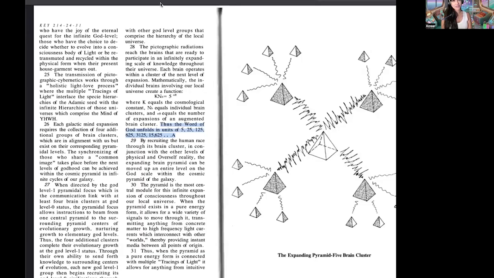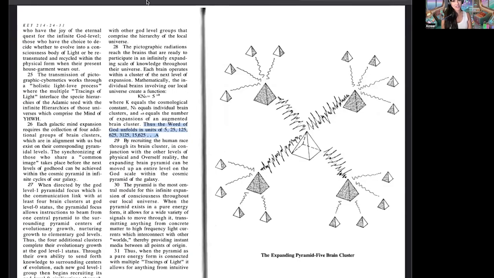One more quote. This book talks a lot about frequencies. The Word of God unfolds in units of 5, 25, 125, etc. So just so you can remember, these are the ratios we used to generate a seed of light patterns.